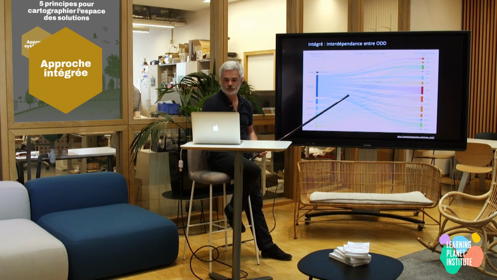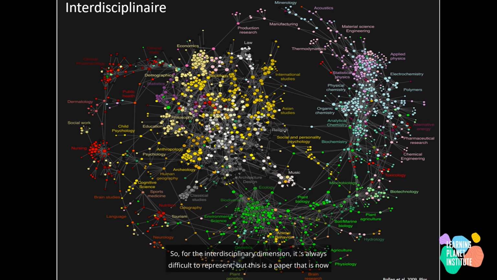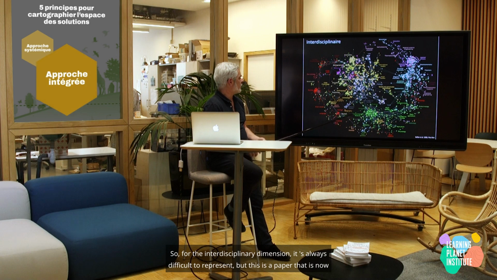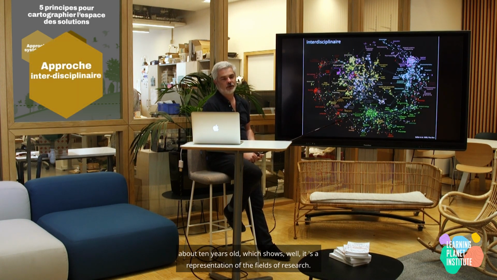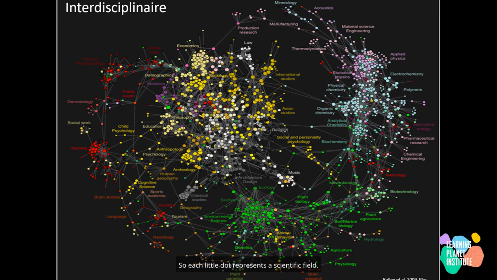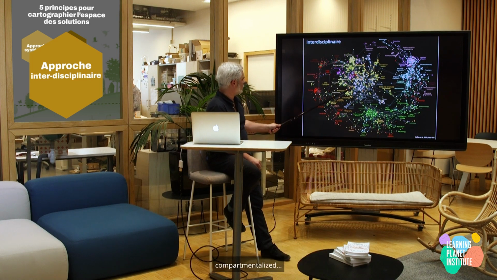So for the interdisciplinary dimension, it's always difficult to represent, but this is a paper that is now about 10 years old, which shows a representation of the fields of research. So each little dot represents a scientific field. What does it illustrate? The fact that knowledge today is fragmented into hundreds, thousands, tens of thousands of fields or subfields with very, very diverse expertise. So the research activity is multifaceted, extremely rich and comprehensive, but it is also, as you can see, compartmentalized.